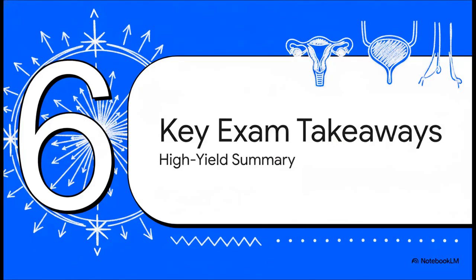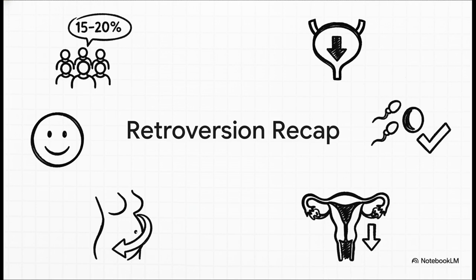All right, let's pull all this together. Here are the absolute key high-yield points that you need to remember for your exams. Okay, let's run through them. 1. It's common, about 15 to 20% of normal women. 2. If it's mobile, it's almost always asymptomatic. 3. You must empty the bladder before a bimanual exam to diagnose it correctly.